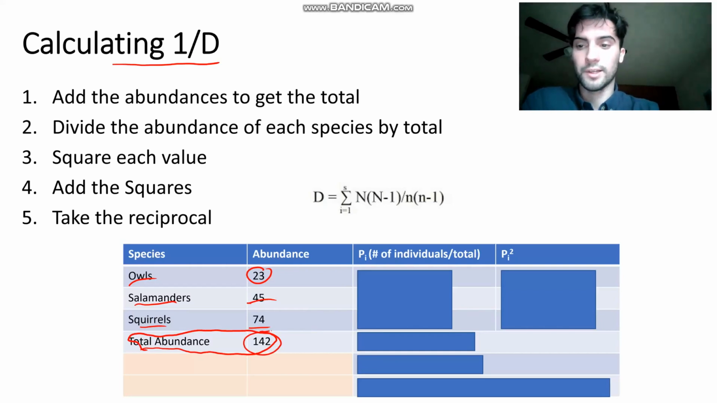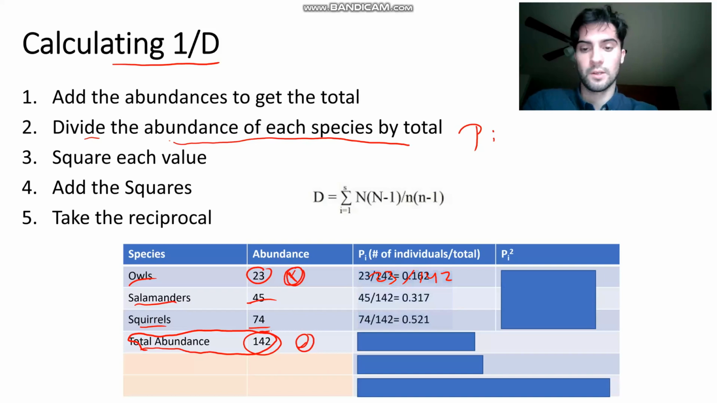Then you will calculate Pi. So you divide the abundance of each species by the total. So in this case we will have 23 over 142. So this is the abundance of my species by the total. Okay? So you do that for all of the species, and you get your Pi. Then we will square this value to get Pi squared. So you basically square this and get this value.